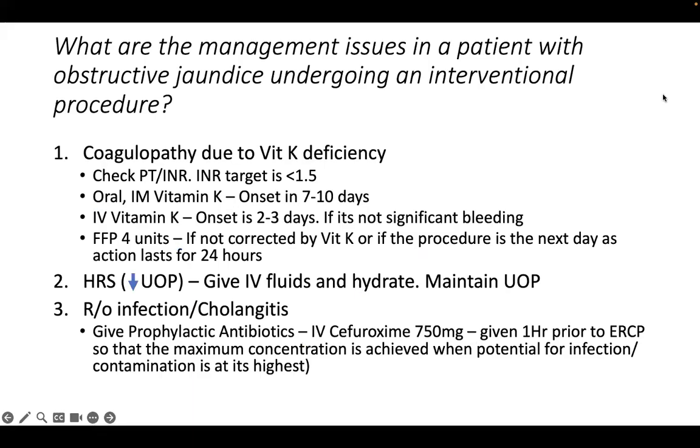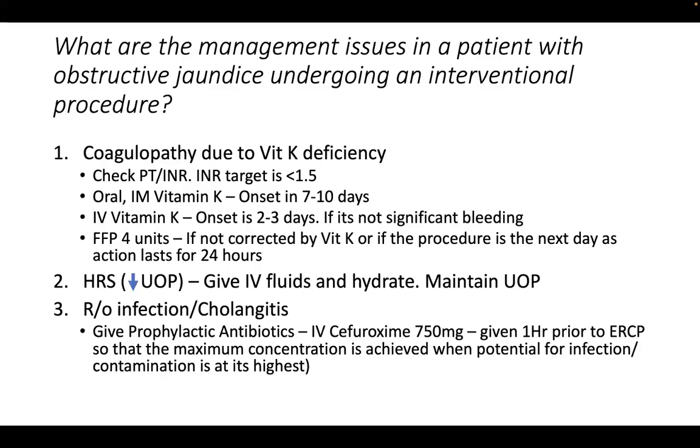Okay, so one of the questions that was asked in the lecture is what are the management issues in a patient with obstructive jaundice undergoing an interventional procedure? So the main 3 problems are coagulopathy, hepatorenal syndrome, and risk of infection or cholangitis. So coagulopathy, this is due to vitamin K deficiency. So what do you do? So you have to check the PT-INR. So the INR target is it should be less than 1.5.